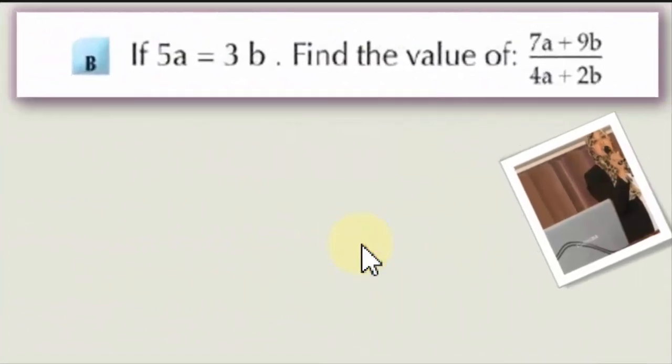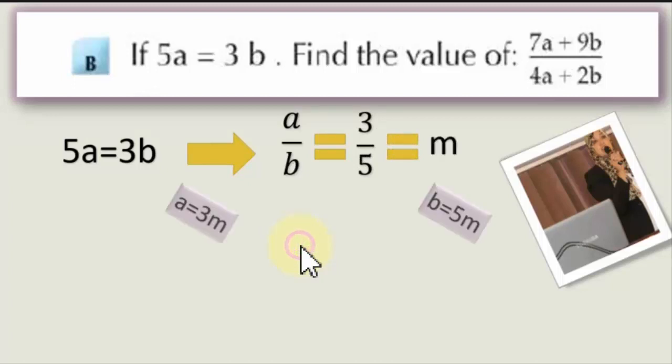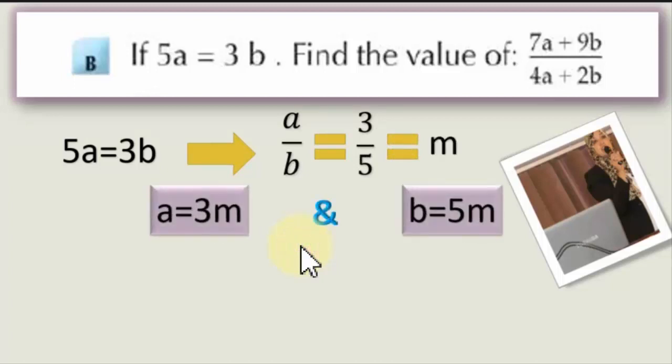If 5a equals 3b, find the value of (7a plus 9b) over (4a plus 2b). 5a equals 3b, so a over b equals 3 over 5. We can say it equals m. So a equals 3m, b equals 5m.